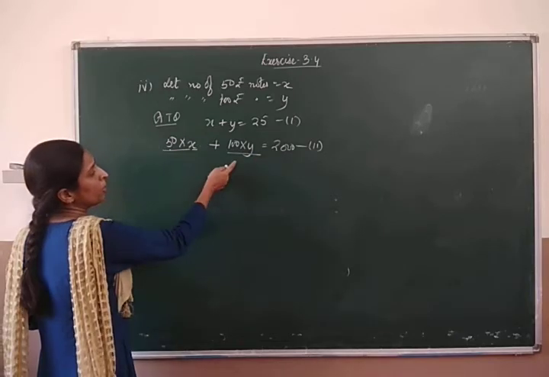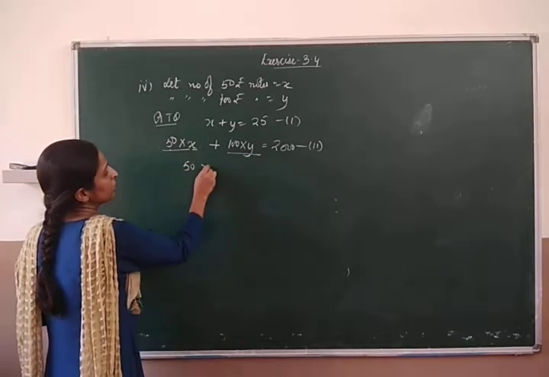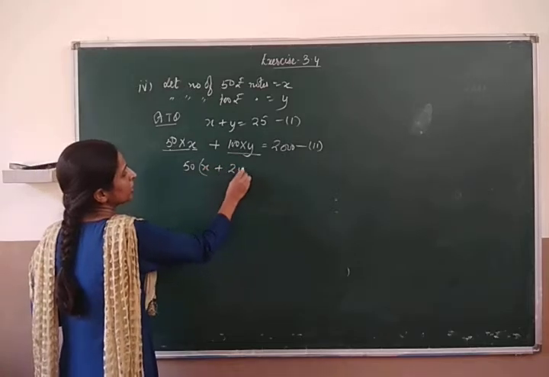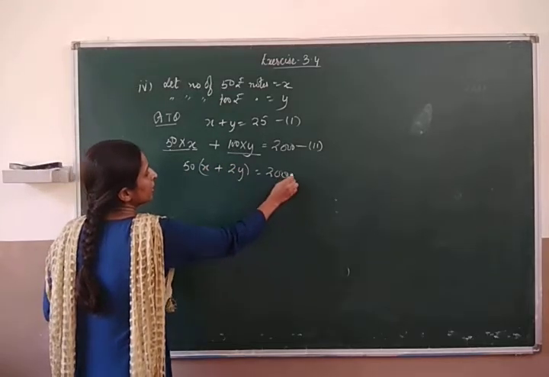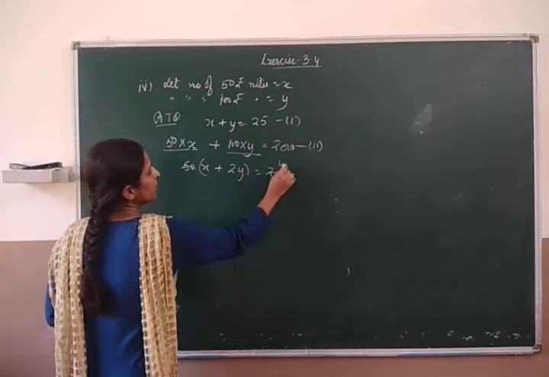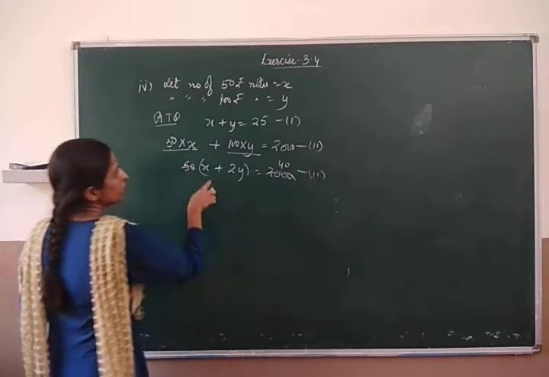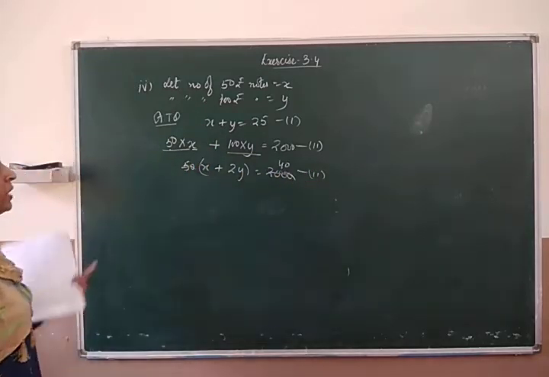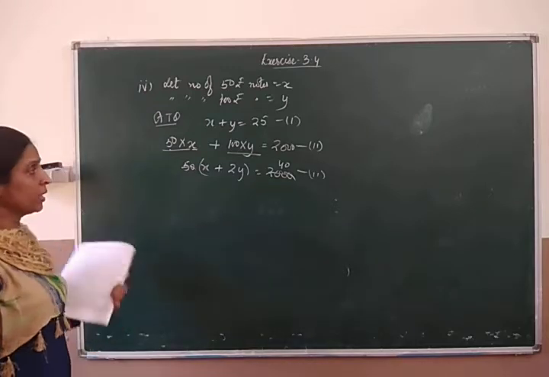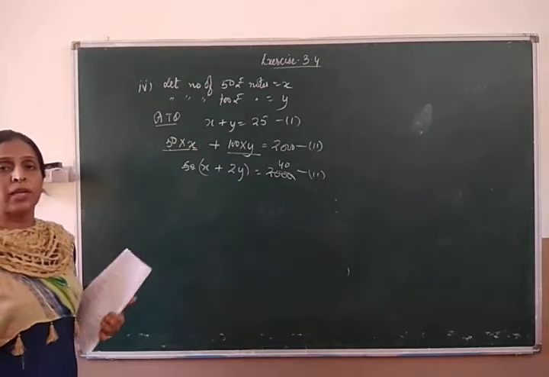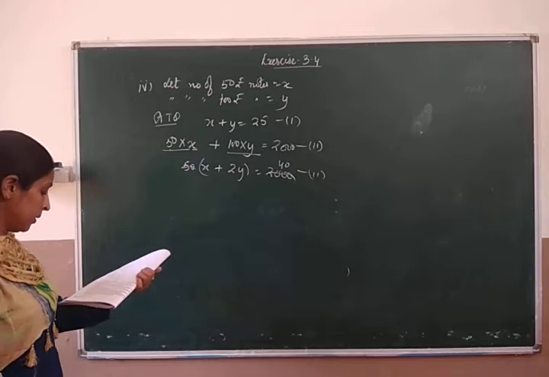You can take 50 common. It will reduce the equation to a smaller equation. You can multiply, then cancel it. Now you have two equations. One is x plus y is 25. The other one is x plus 2y is 40. After solving you can get the value of x and y from here.